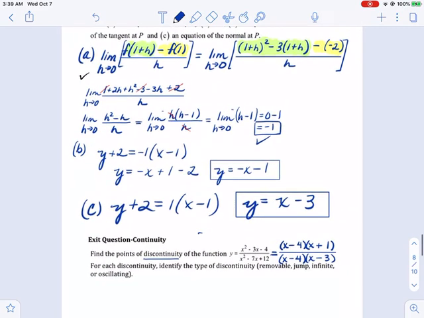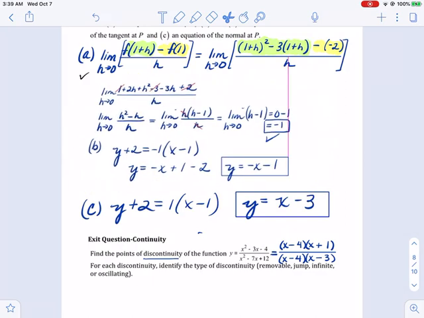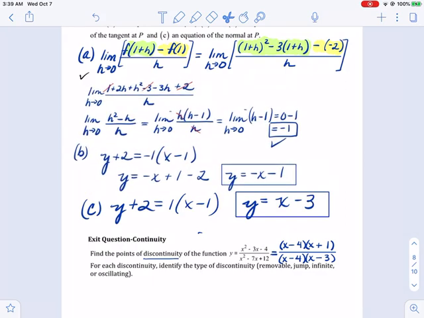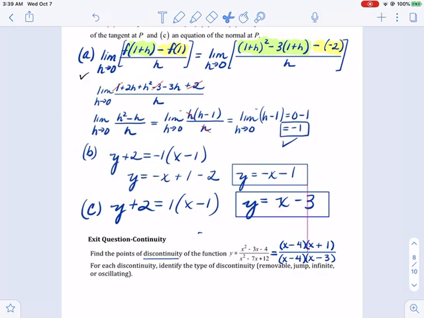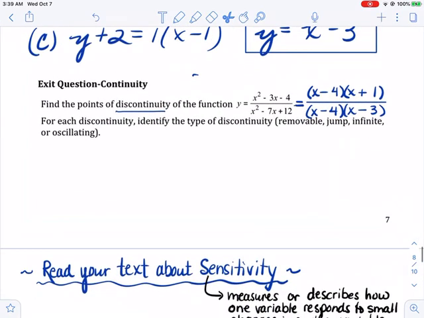Then I threw in a question just to kind of be a little bit from the past. The next one has to do with continuity and what's going on with this particular graph. Then I added one more question after this. Find the points of discontinuity of the function. For each discontinuity, identify the type of discontinuity: removable, jump, infinite, or oscillating.